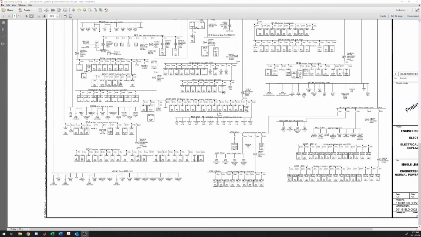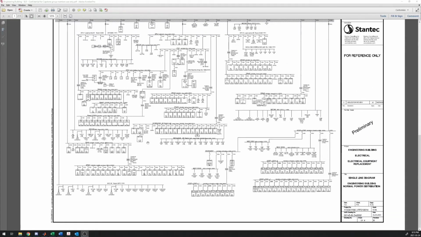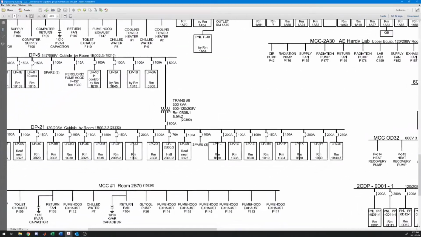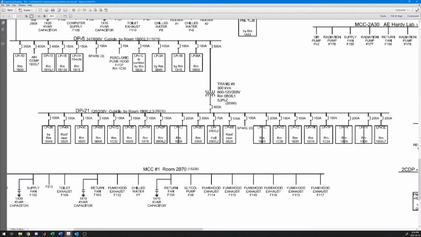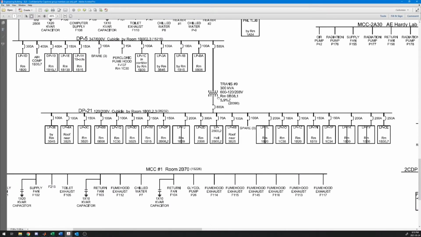This we can see right here, single line diagram for the engineering building, and this is where our bus was located, DP21 here.